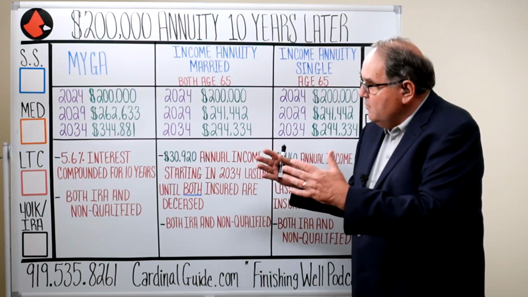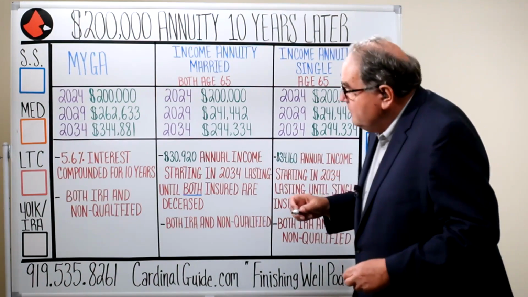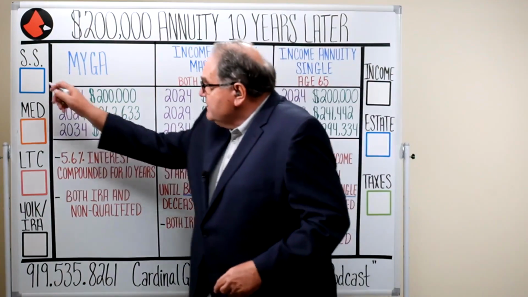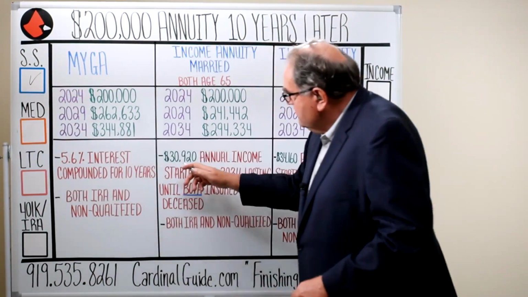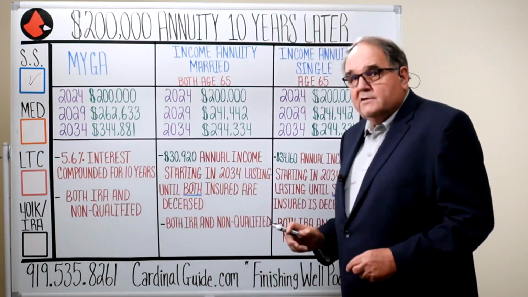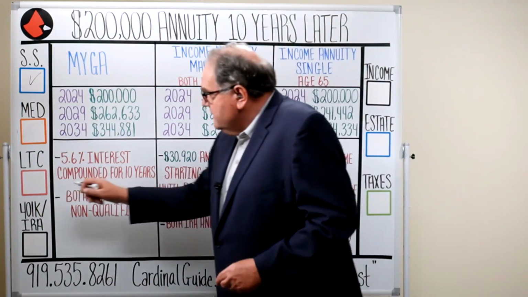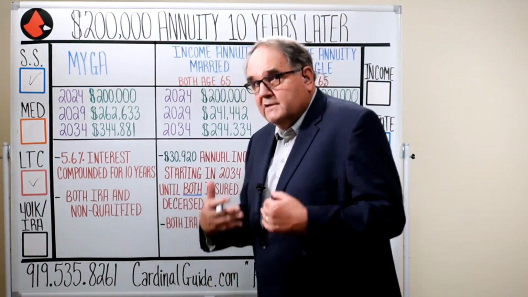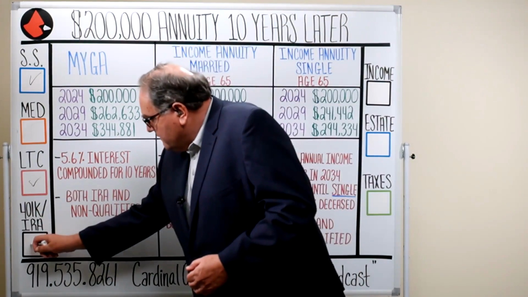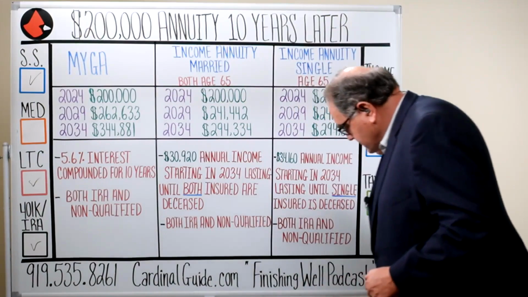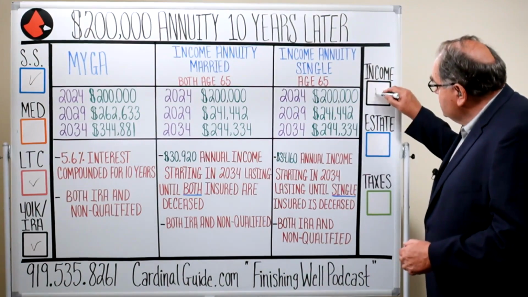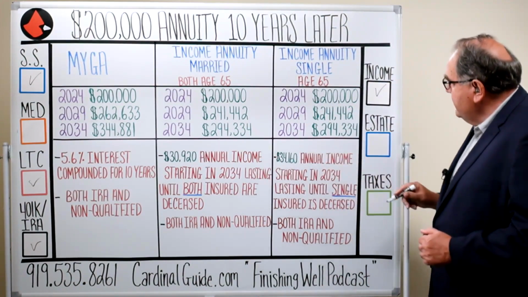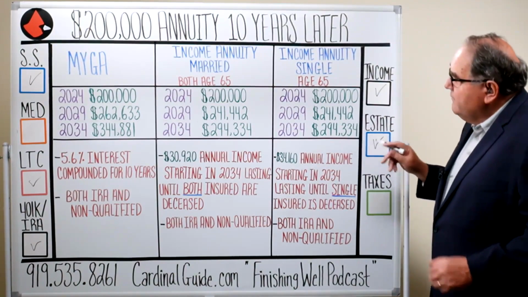And within that scope, I want to check the boxes of what we've talked about. We talked a little bit about Social Security, because this would just be a supplement to your Social Security income. We talked about long-term care in terms of the increase in the amount. We talked about IRAs and 401ks. We talked about income. That's what we're creating here. I don't know if we mentioned estate.